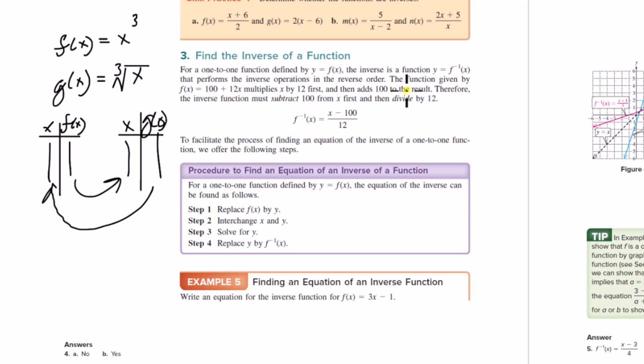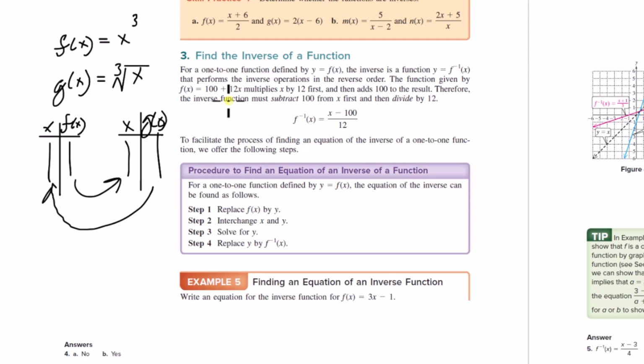So what is the inverse going to do? The inverse is going to go in reverse order. It's going to subtract 100 from x and then divide by 12. Interesting, right? You do the inverse operations in the reverse order. Subtracting 100 is the inverse of adding 100. Dividing by 12 is the inverse of multiplying by 12. But you do that in the reverse order.